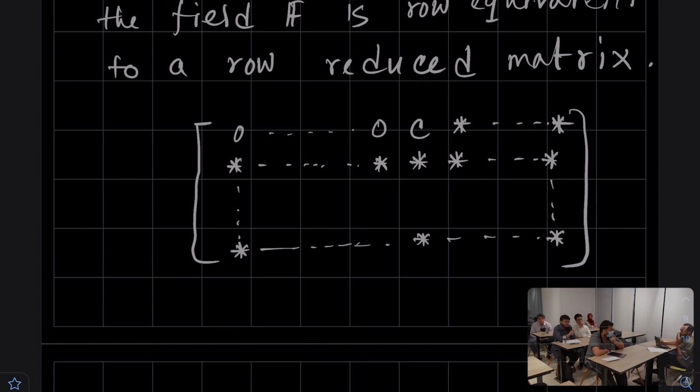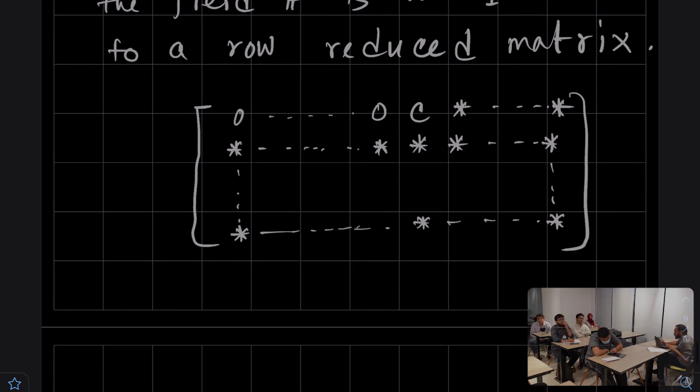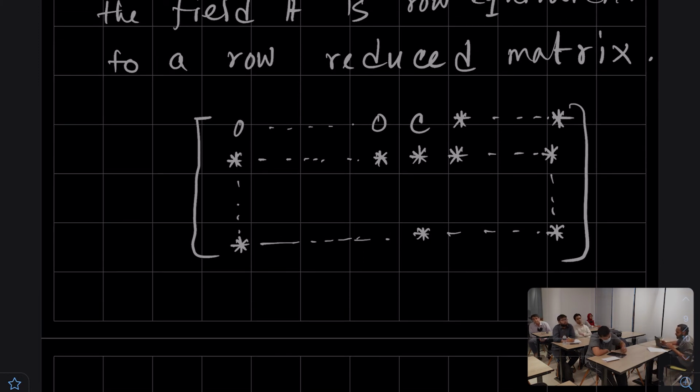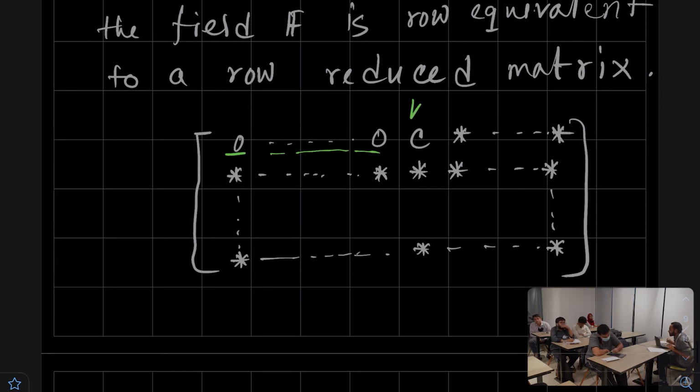So in the first row, these entries and all these entries are 0, I'm considering. So I started with a 0 and there is another 0. And I'm considering this is the kth column, and the first non-zero entry in this non-zero row is this C.